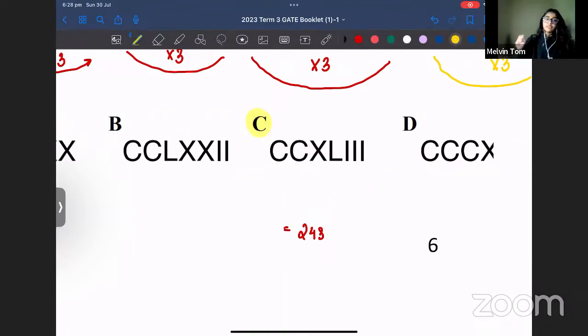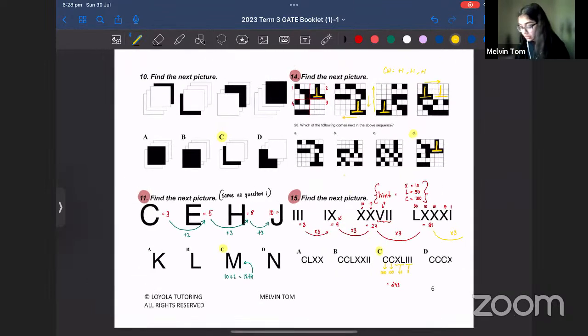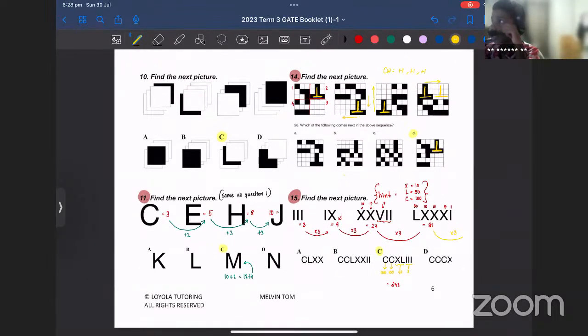Now, let's see. C is 100. One more C makes it plus 100, plus 100, which is 200. XL is 40. And 3 dashes is just the number 3. Add all of these up and you should get 243. Very good.